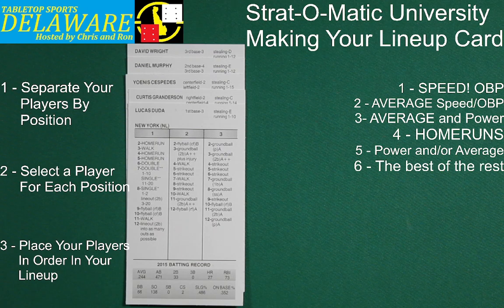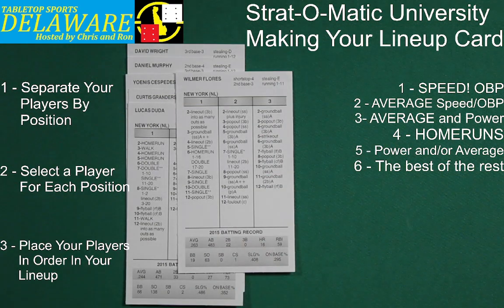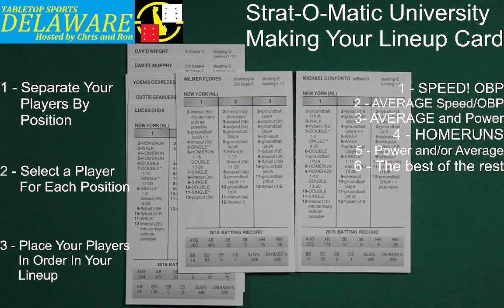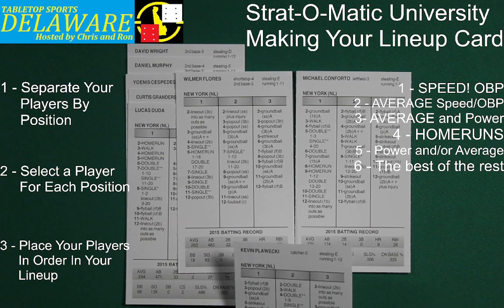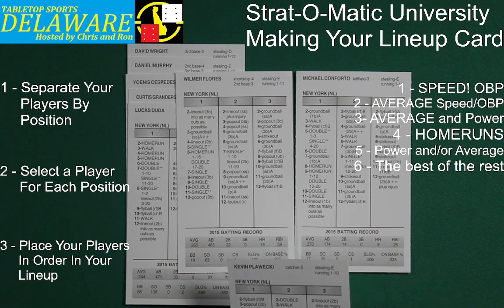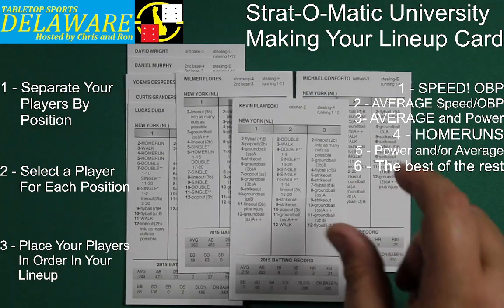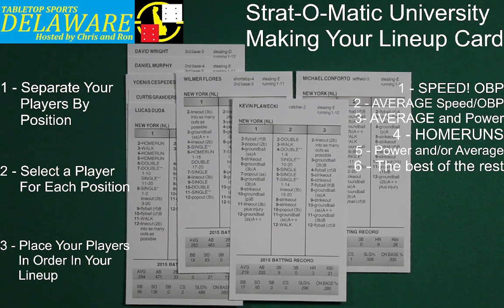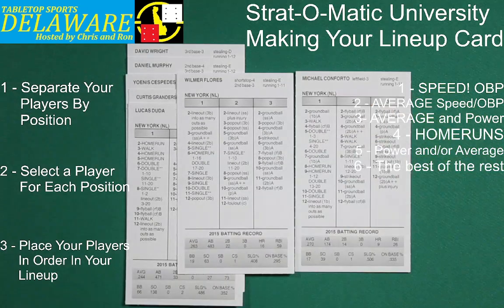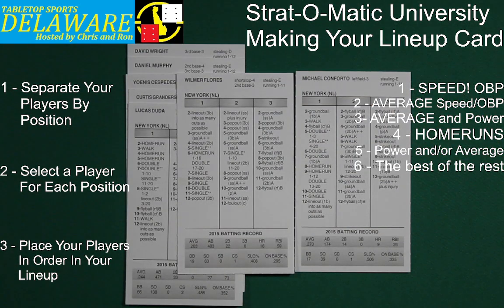Then let's go to number 6, the best of the rest. Wilmer Flores, Michael Conforto, and Kevin Plawecki. Catcher doesn't need to go 8th. If the catcher is good, he can be cleanup. He's only got a .219 with a low .280 on base. He's probably going to be 8th in this lineup. We're looking at batting average .263, .270, on base .335, slugging percentage .506.